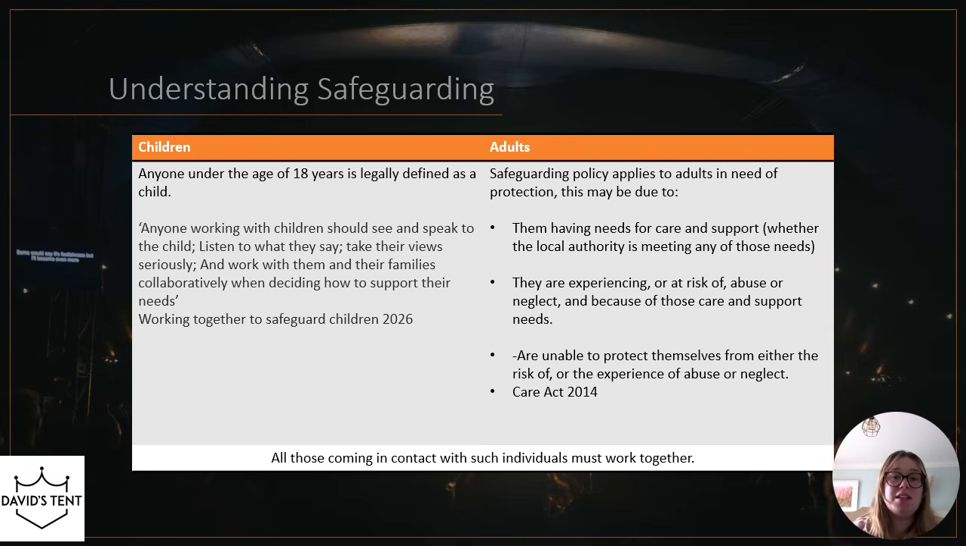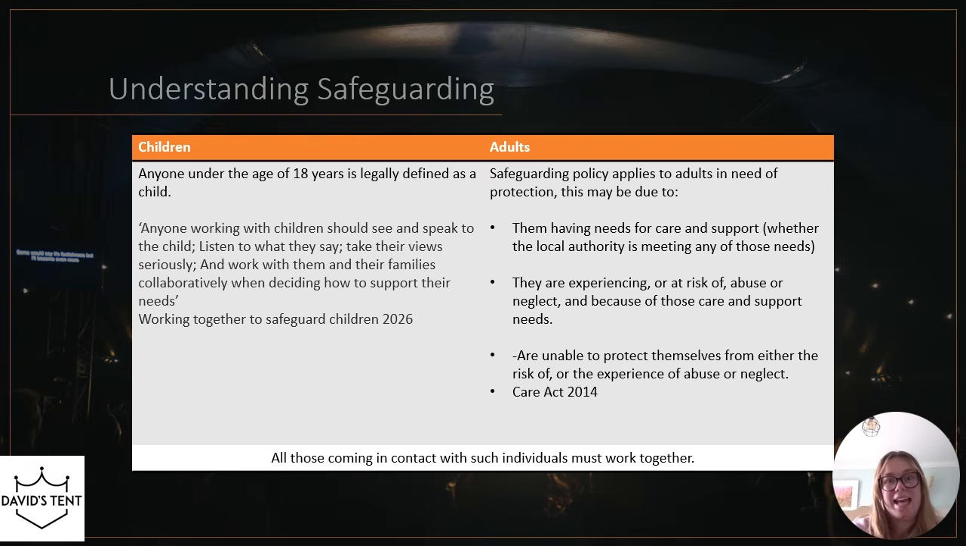To help us understand safeguarding a little more, it's important to understand that it can be split into 2 categories. Generally, when people hear the word safeguarding, they may think about it only linking to children, whereas actually safeguarding covers adults as well. There's a lot of different legislation that covers different safeguarding, such as the Children's Act, the Healthcare Act.